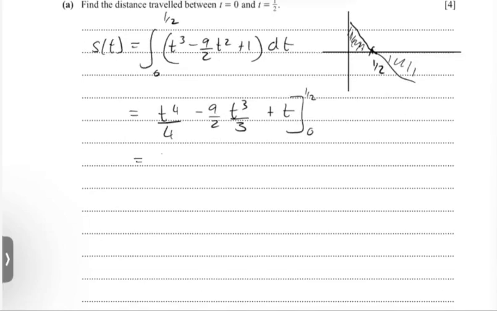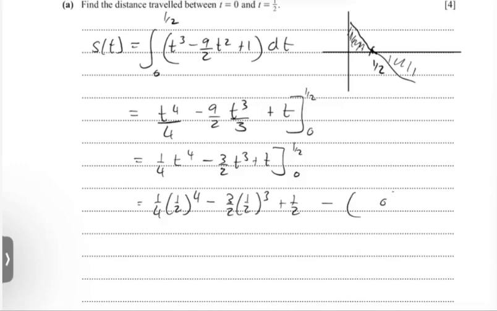Maybe before I plug anything in, t to the power 4 minus, this is going to become 3 over 2, between a half and 0. If I plug in a half, and then I'm basically just going to minus 0, because if I plug 0 into each of those terms, it's going to be 0, but you must just make sure that you are correct about that. Sometimes it doesn't equal 0.